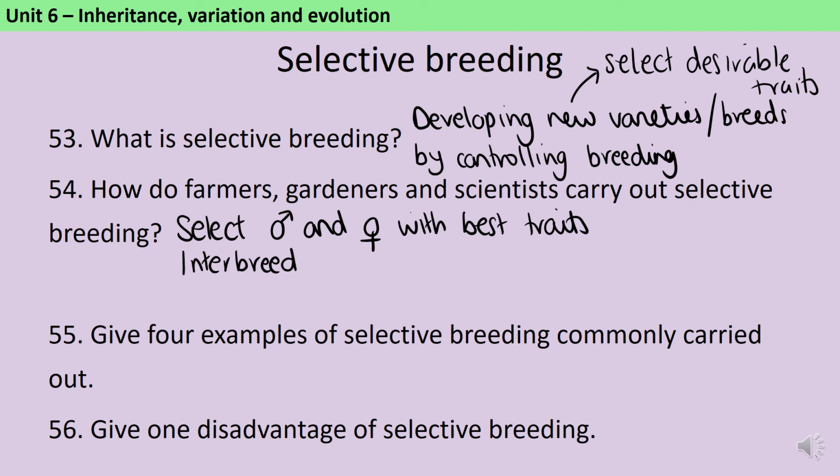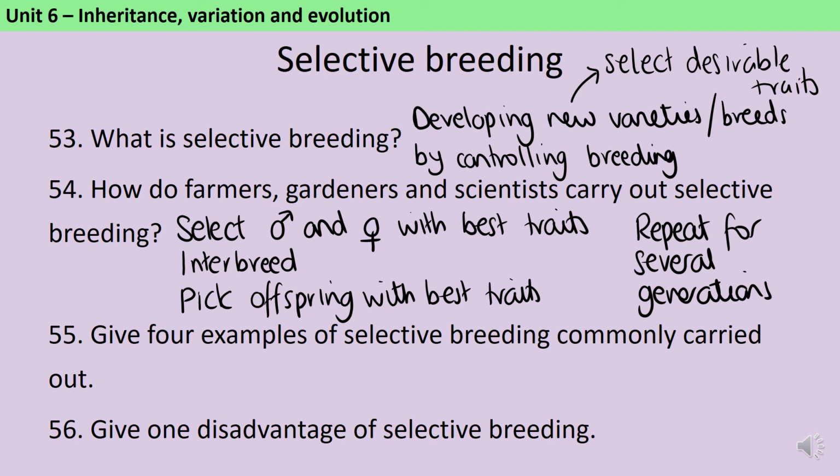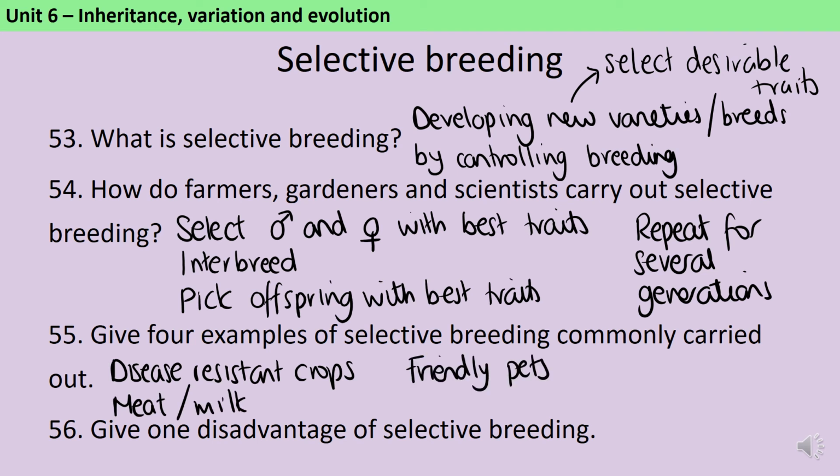From the offspring, they're going to look and identify which of the offspring also have this really desirable trait. And then they're going to repeat the process over a series of generations. There are loads of examples that you could give for where selective breeding is commonly used, but the 4 from the specification are disease-resistant crops, animals that produce more meat or produce more milk, friendly domestic pets, and also plants that produce large or unusual flowers.